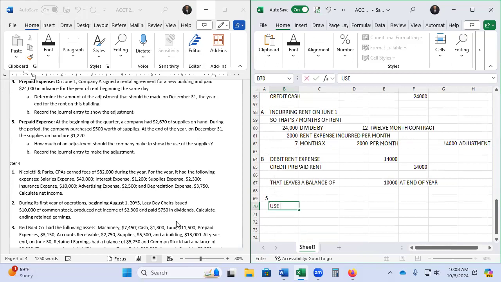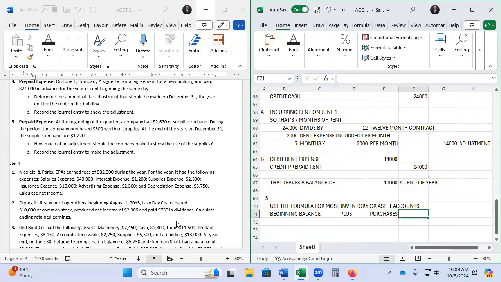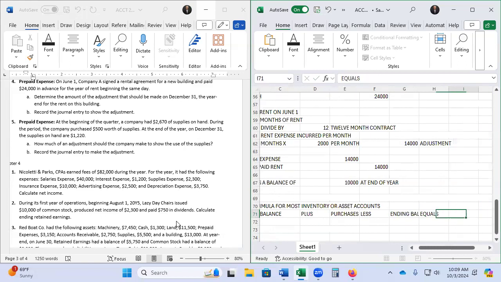Okay, so you're going to use the formula for most inventory or asset accounts. Your beginning balance plus purchases less your ending balance equals how much was used.